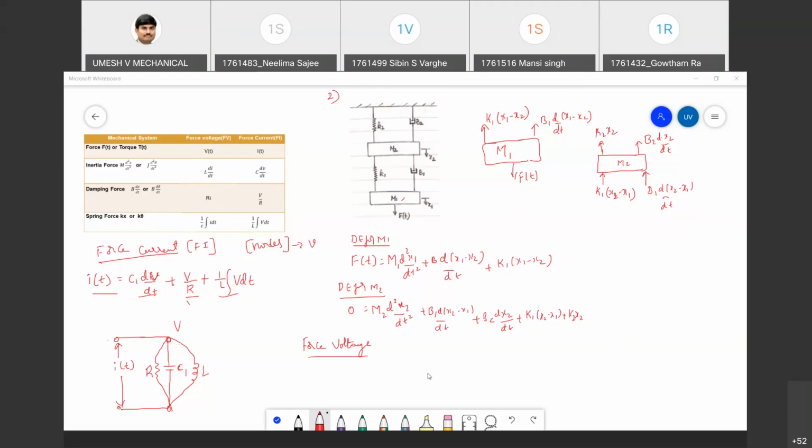Is it fine, all of you? We will write the equivalent equations, force voltage and force current, by referring to the table.